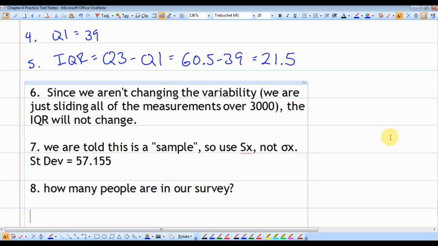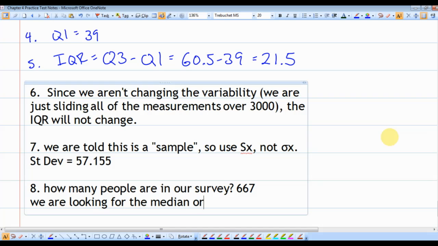Okay, what did we say? How many people were in our survey? Six hundred sixty-seven. 667, good. You want to find the median. Which observation is that going to be from the bottom? 333.5. Yeah, for the median, it's going to be the 333.5th observation.